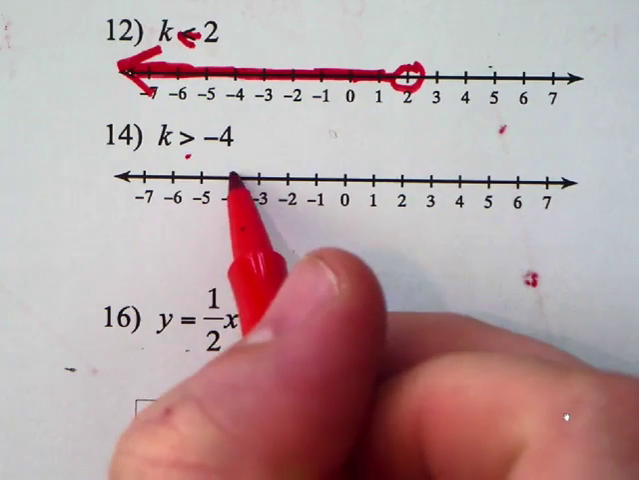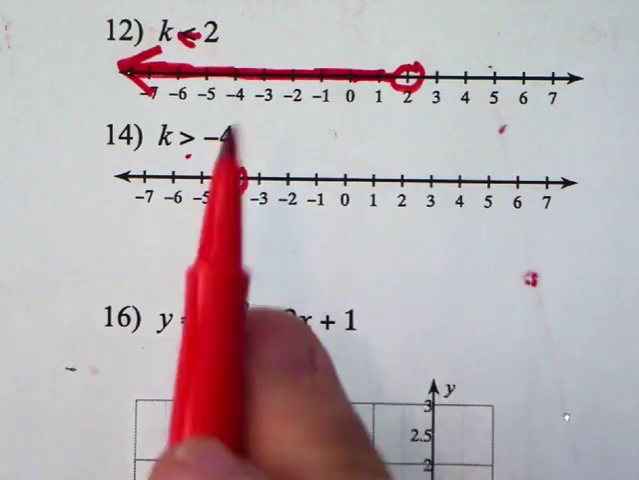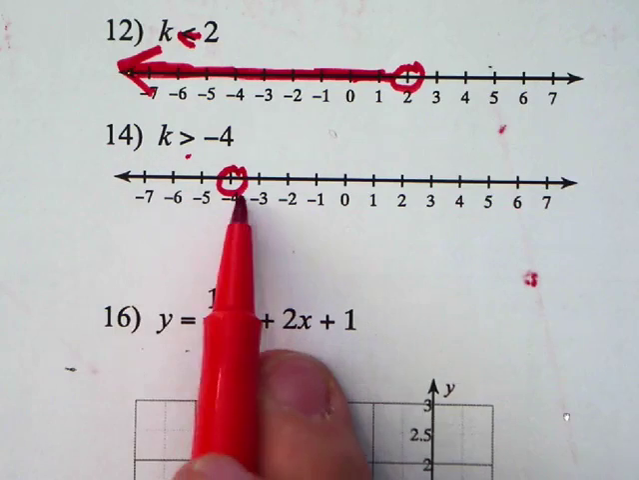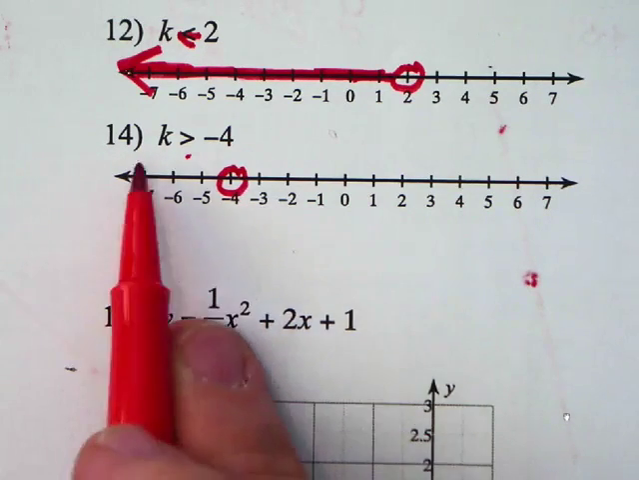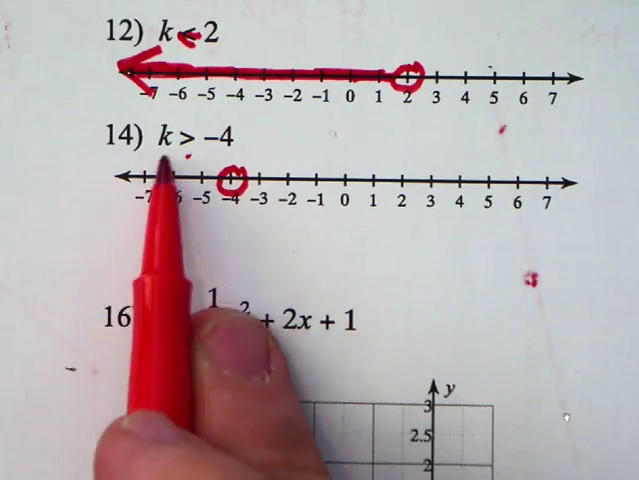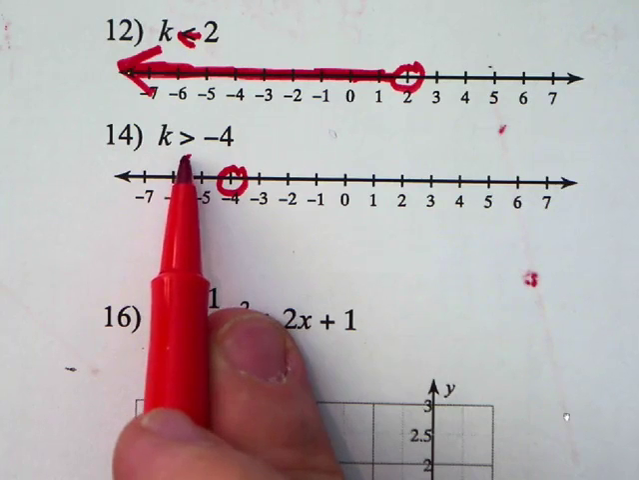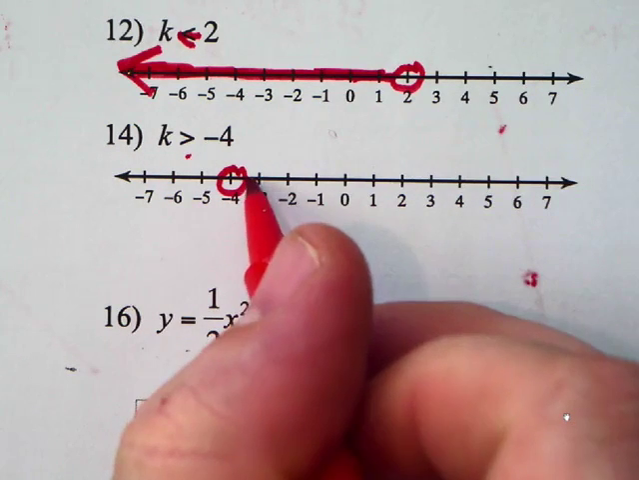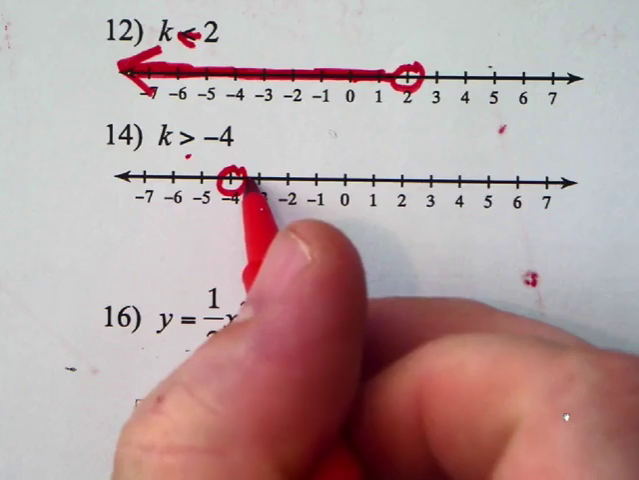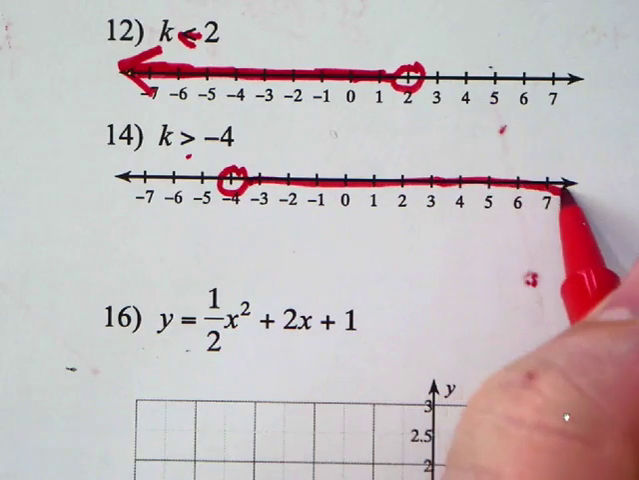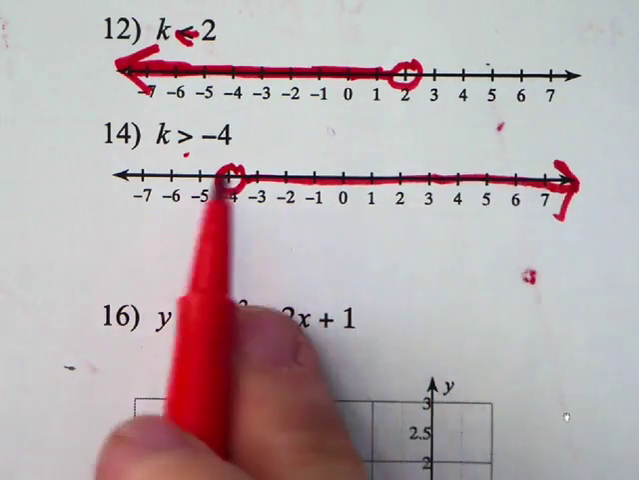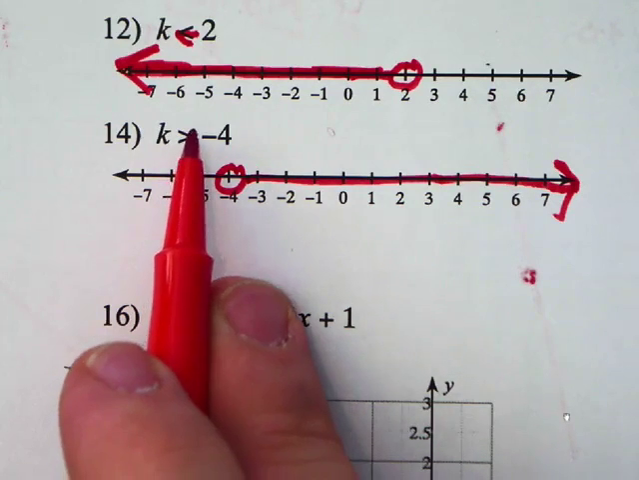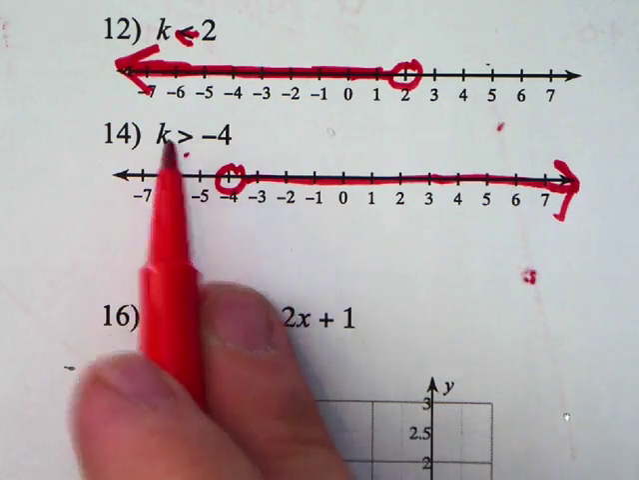So we're going to draw a circle at negative 4. Negative 4 says, all right, it's a hollow circle because there's no line there. So now we're saying greater than, so it's everything that direction. We know it's that direction because that's the direction the inequality sign is pointing. Okay?